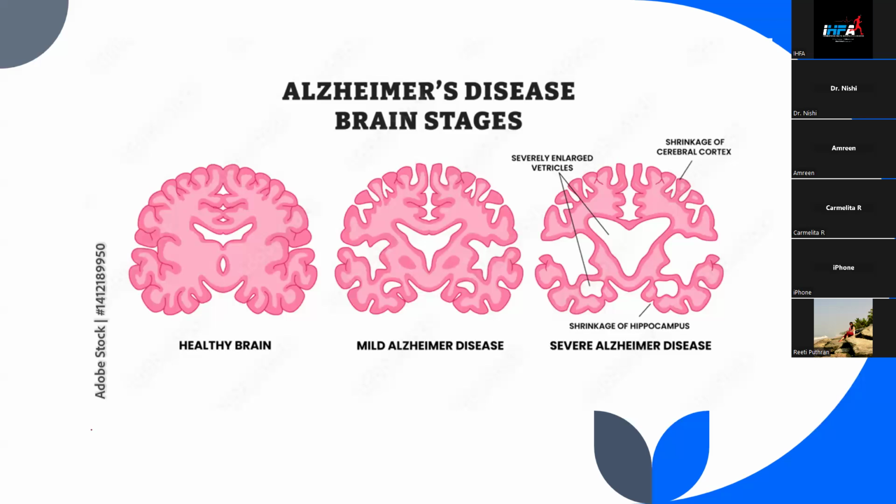So people who have severe Alzheimer's will be extremely dependent on the family members. There will be loss of movement, there will be loss of speech. The patient will not speak, will not interact, and will also have complete forgetfulness. Clear with the Alzheimer's introduction, everyone?